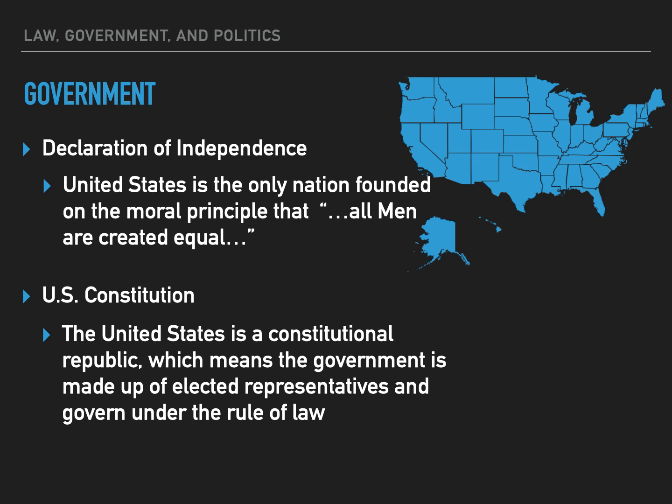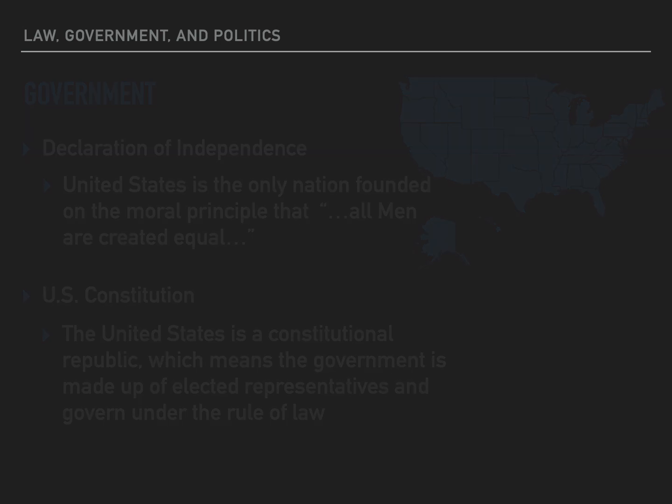The United States is a constitutional republic, which means the government is made up of elected representatives and governed under the rule of law. The U.S. Constitution is the supreme law of the land and is as close to perfect as man has ever come in creating government.